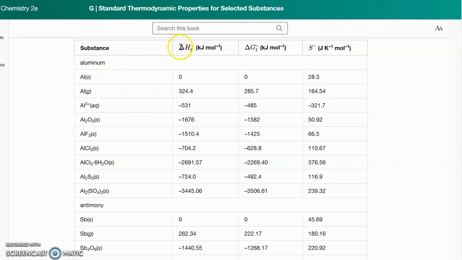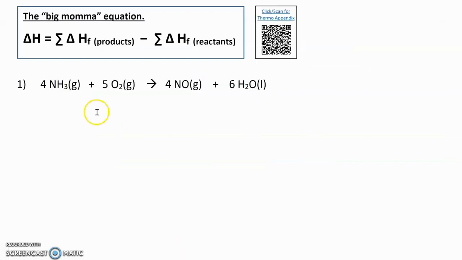And the column that we're concerned with today is this delta H of F, or the heat of formation values. These are also referred to as the standard enthalpy of formation. So looking at question number 1, we're going to look for NH3. It starts with nitrogen, so I want to go to the nitrogen section of the appendix.